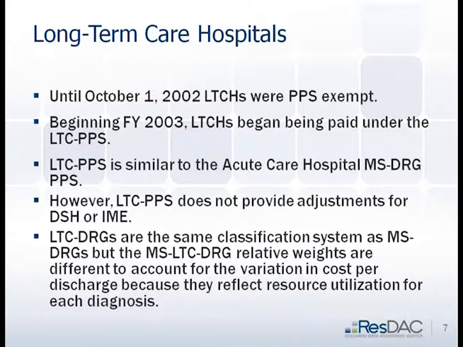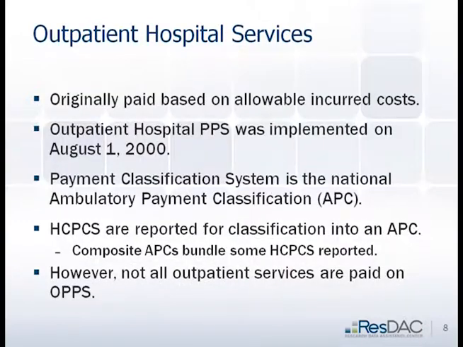Again, I'll go over what formula does go into a PPS DRG payment. But they do use the same classification system, but the long-term care weights are different because they want to account for the variation in cost per discharge, reflecting the different resource utilization for each of those diagnoses. So even though that's very similar, there are some minor differences looking at acute hospitals and long-term care hospitals.